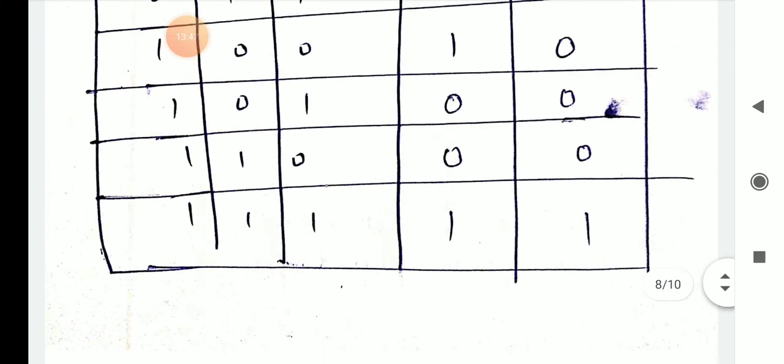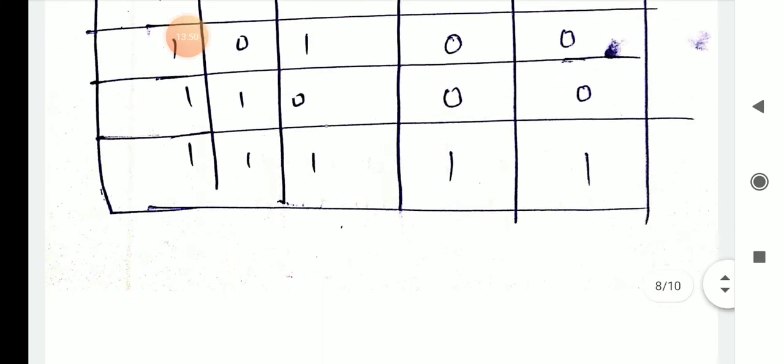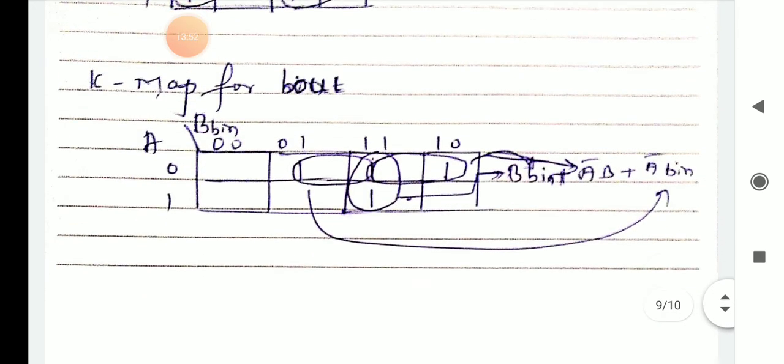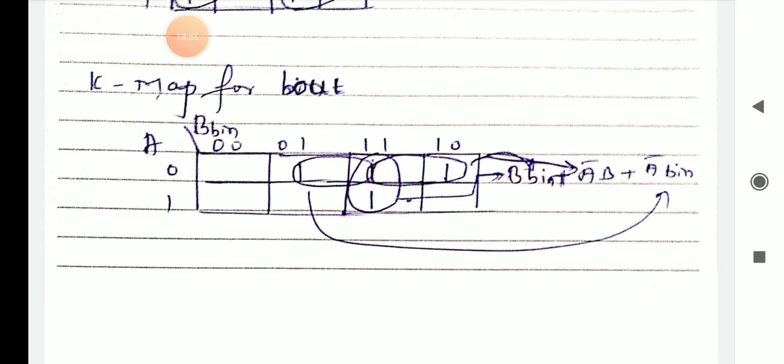Next, the last one: 1 1 1. A is 1, B and Bin is 1, so then you can place it. Four ones are completed here, placing ones. So then you have to find the expression by using this part.